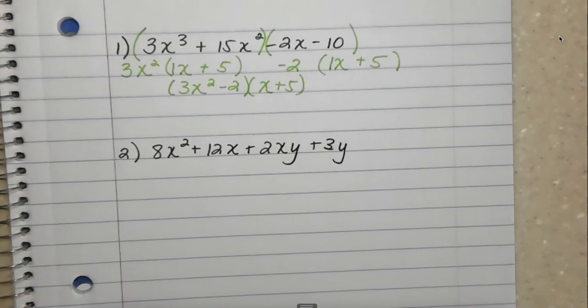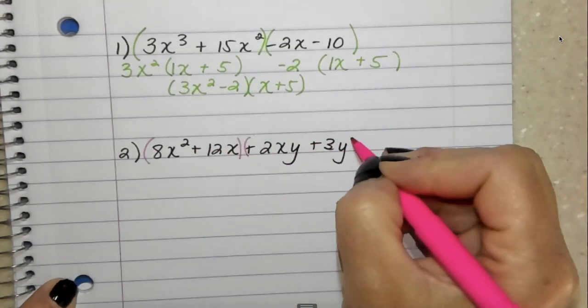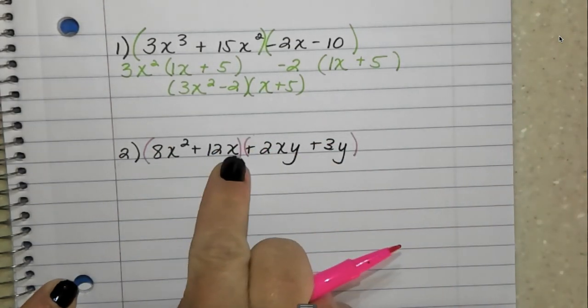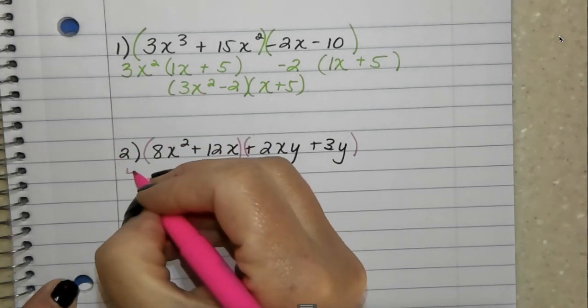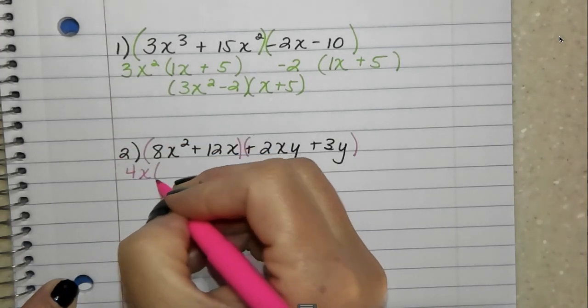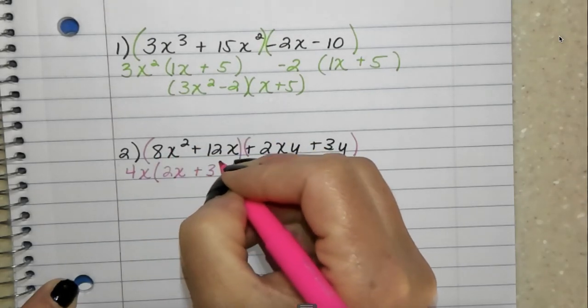Can I factor anything out? Can they all give up something? Nope. Do you have 4 terms? Sure do. So, grouping. Group, group. What can come out of here? They can each give a 4 and an x. So take out a 4x. What gets left behind? A 2x here and a plus 3 there.